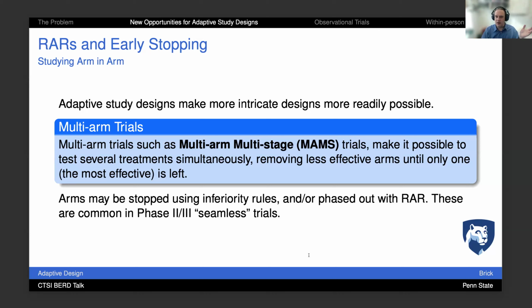Oftentimes these are stopped with inferiority rules and superiority rules, and now the inferiority rules get more complicated because it's not just, okay, is dose size 2 better than the control, but also is dose size 2 better than the control and also better than dose size 1? Or should we be rolling dose size 2 into dose size 1 or into dose size 3? And so there's a little more complexity in those decisions, but you can think this through and walk through pretty easily the different cases that you'd have to deal with in one of these.